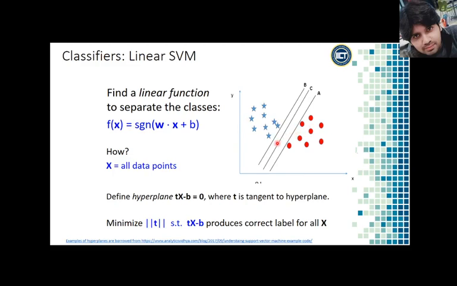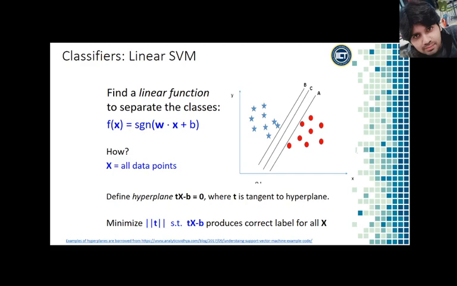I'll explain it to you. So what we do is we define the hyperplane, which is t x minus b equals 0, where t is the tangent to the hyperplane. And we want to minimize this t subject to t x minus b producing the correct label for all x. Now above we got accustomed to the process of segregating the two classes with a hyperplane. Now the burning question is, how can we identify the right hyperplane? Don't worry, it's not as hard as you think.